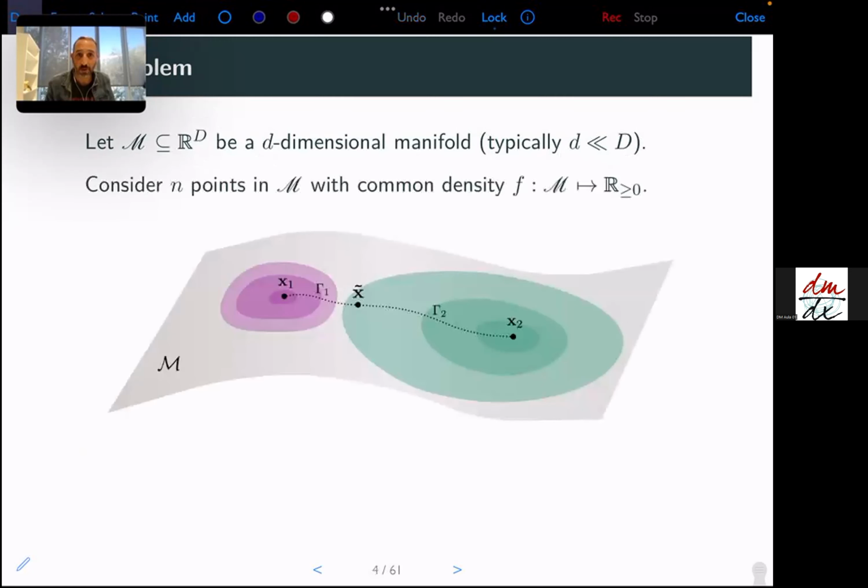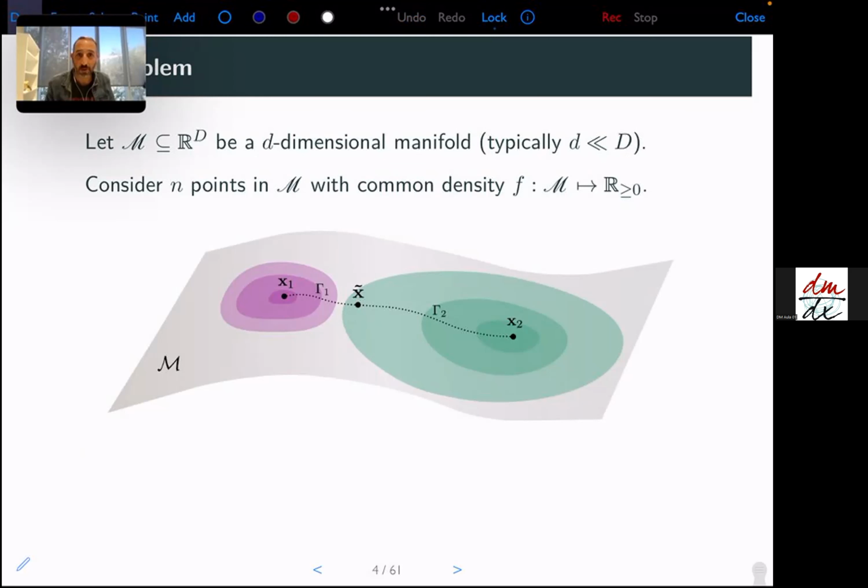So we assume that we have n points in this manifold. You can think of n points drawn IID from some common distribution with density f, which is a density on the manifold. So these random variables are not continuous in the whole space, but they are continuous in the manifold. This is what is usually called the manifold hypothesis: you have data in a high dimensional space, but you assume that your data lies in a manifold of much smaller dimension.